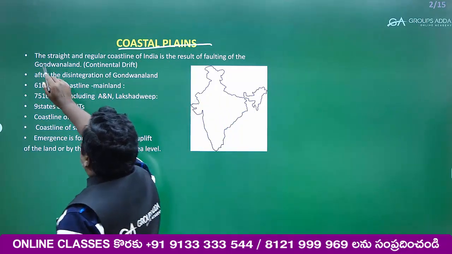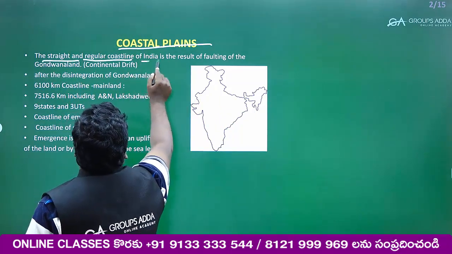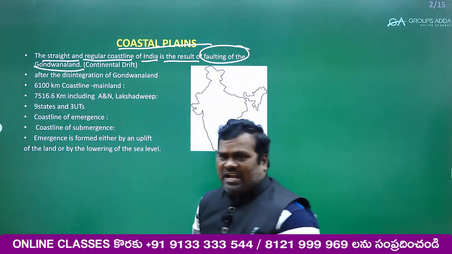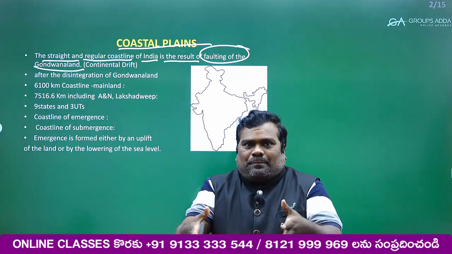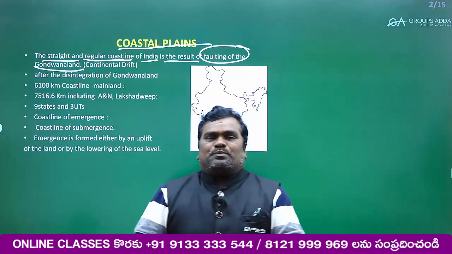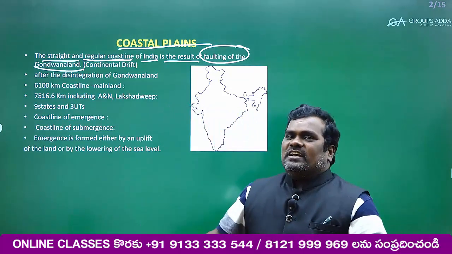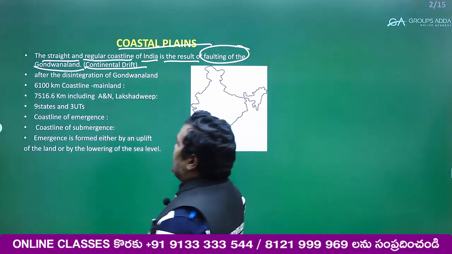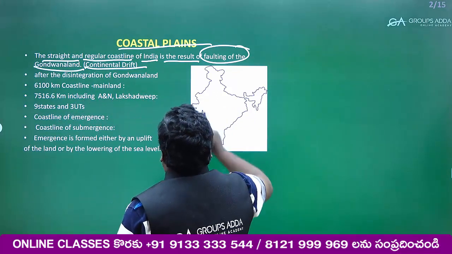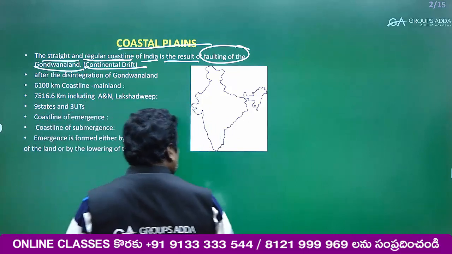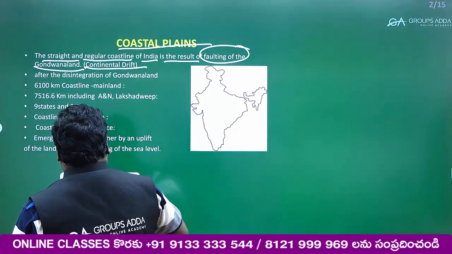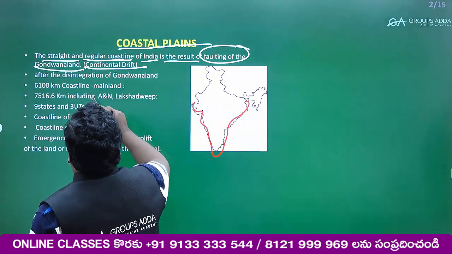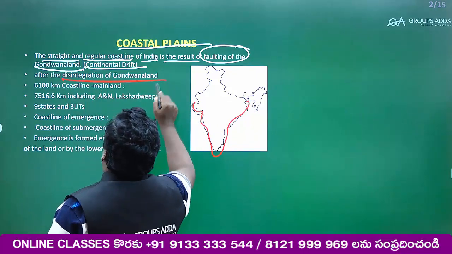Coastal plains. The straight and regular coastal line of India is the result of faulting of the Gondwana. What does it mean? Gondwana got separated. It split into many pieces. Okay, yes, as we have studied in continental drift theory. See here, these coastal plains in India were developed after disintegration of Gondwana.